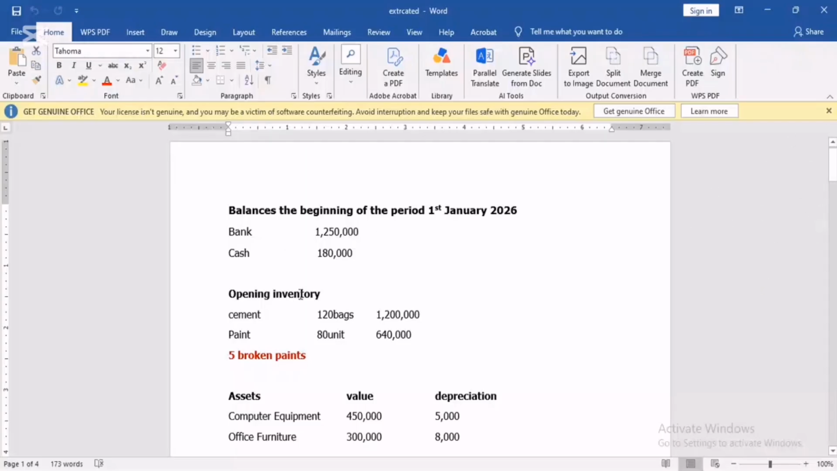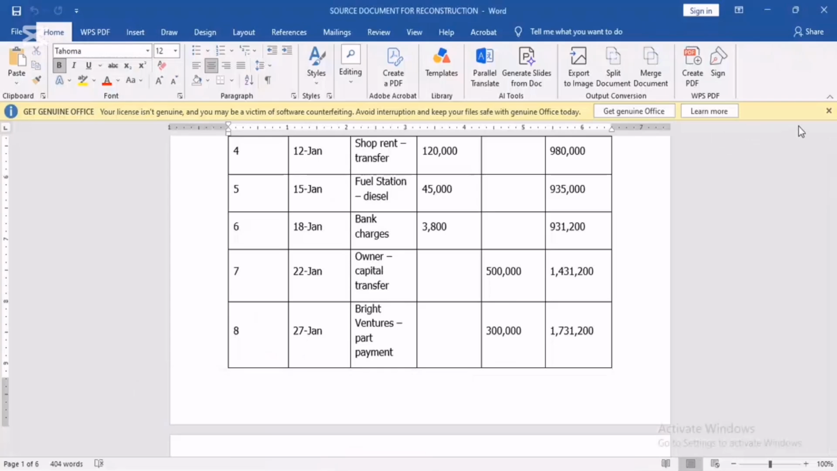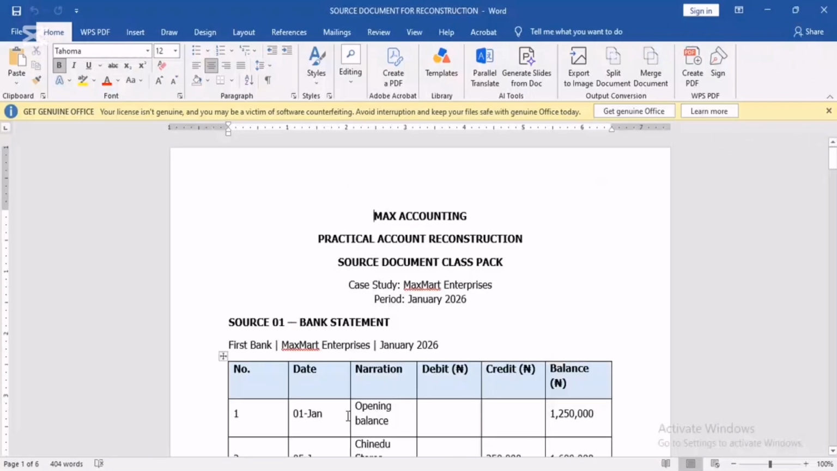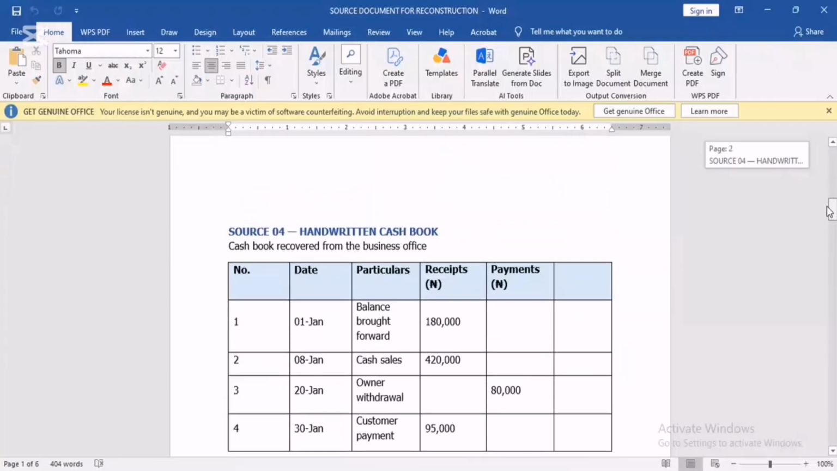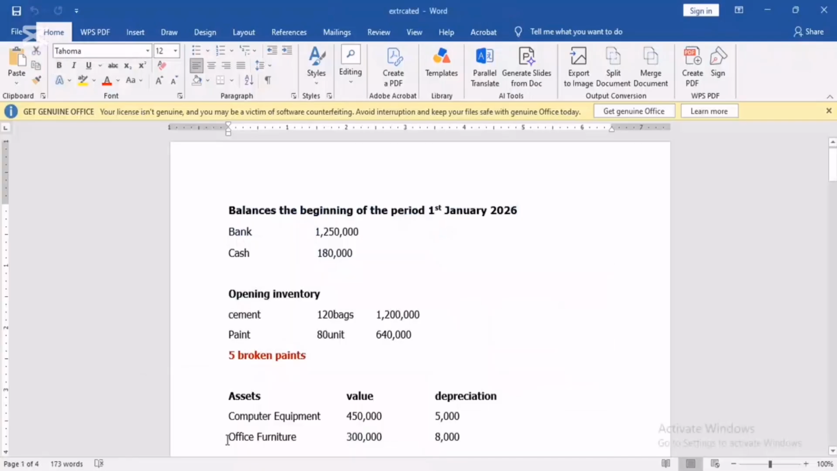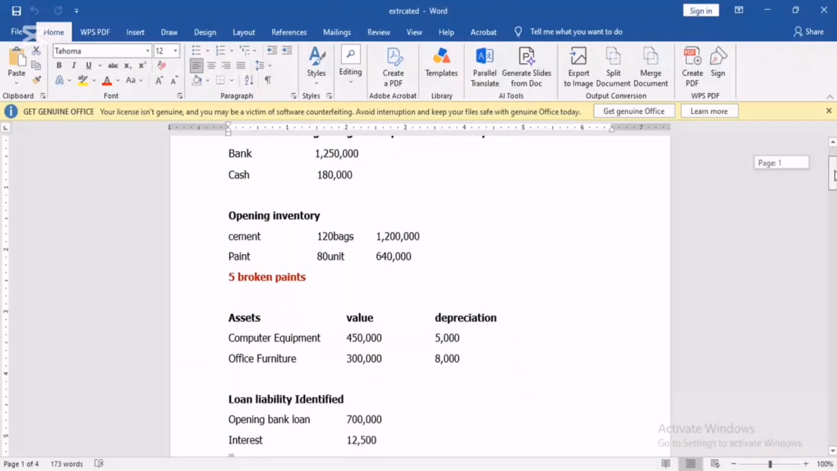So right up here you can see the bank balance and the cash balance. Okay, let me show you that so that you see how we do that. Here you notice the opening balance in the bank statement, 1,250,000. So that is where we got it from. Right here as well, let's see the cash. Okay, notice cash here, balance brought forward. So from the previous years, they had 180,000 on hand at the beginning of January 2026. So I ensured that I established every opening balance. You can see it right up here.